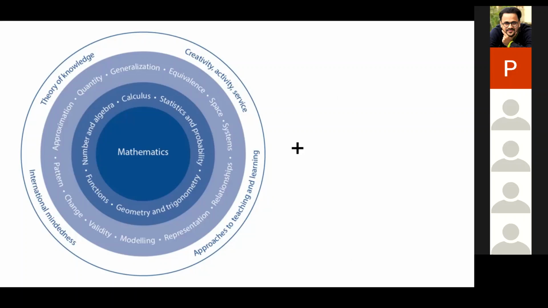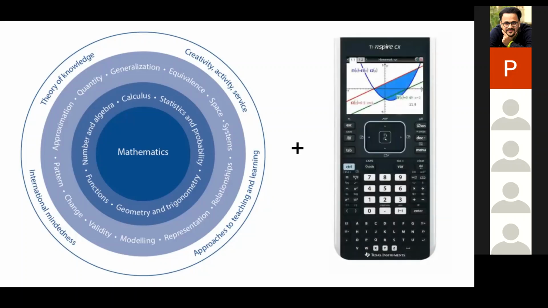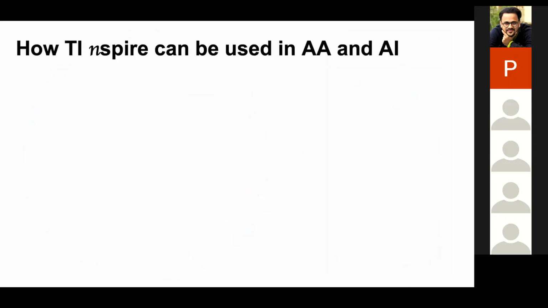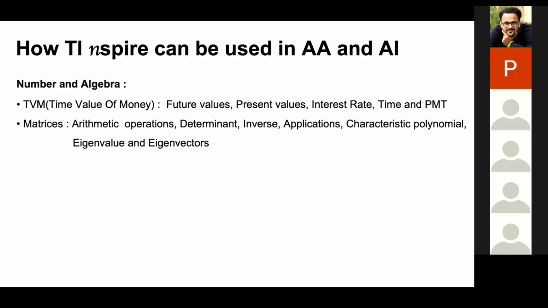Now, with the help of TI Inspire, I would like to use the TI and introduce how we will use the concepts of AA and AI using the calculator here. So as I said, in number and algebra, we will have the concept called TVM, that is time value of money, where we need to find the future value, present value, interest rate, time, and PMT. Then the second one is matrices: the arithmetic operations, determinant, inverse, application, characteristic polynomial, eigenvalue, and eigenvector.